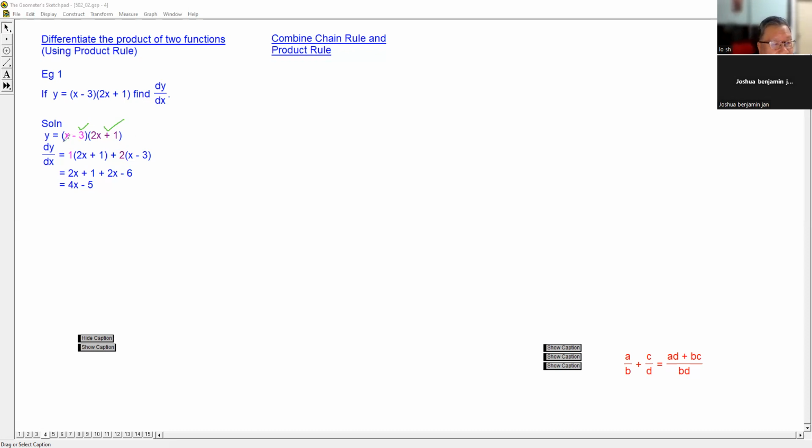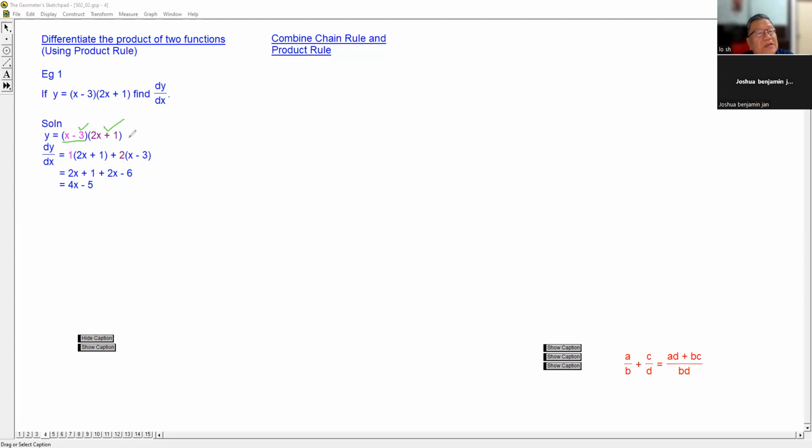You differentiate the first factor, the first bracket, x minus 3. When you differentiate x, you get 1. When you differentiate 3, you get 0. So you differentiate the first bracket, you get 1. Then the second bracket here, you just copy down. Don't differentiate. Okay, so this is the first part.